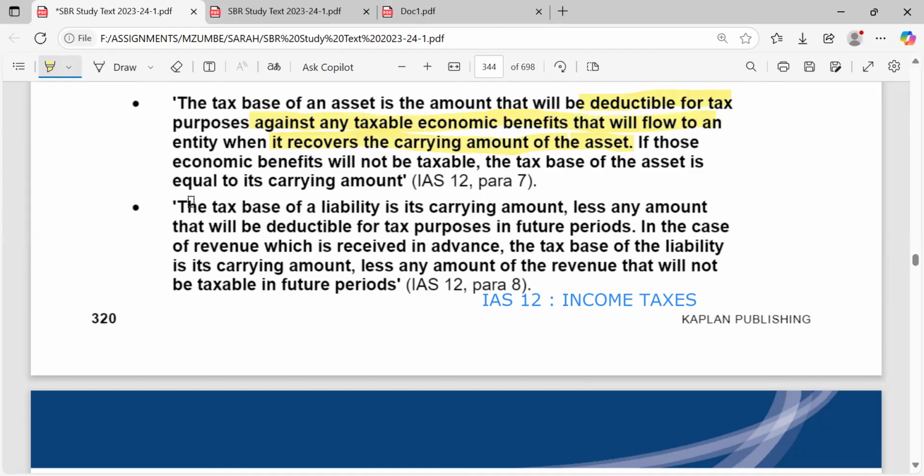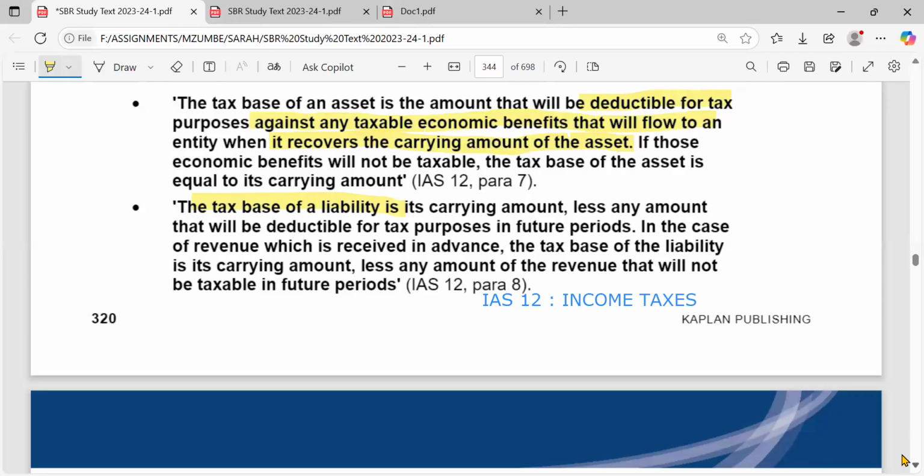Then about the tax base of a liability, we said that it's the carrying amount less any amount that will be deductible for tax purposes in future periods. And in the case of revenue received in advance, a kind of deferred income, we can say the tax base of the liability is its carrying amount less any amount of revenue that will not be taxable in future periods. So first of all, you need to get a glimpse of this so that it simplifies matters for you when you go further and try to understand what is actually going on.